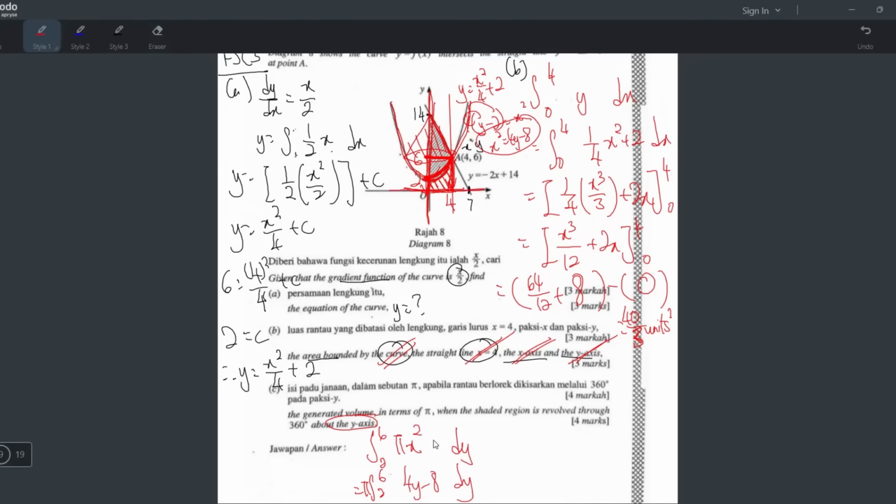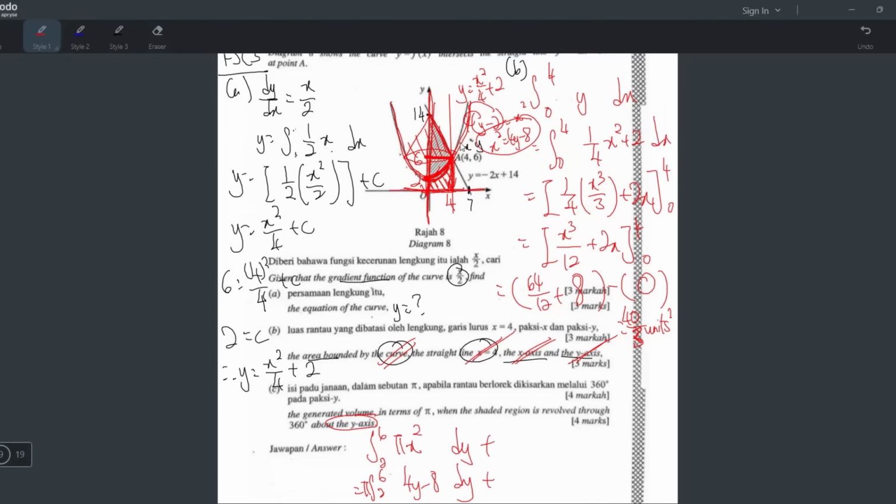After you integrate this, you will get the volume for down here. But you still have to add what? The upper part, which is the integral from 6 to 14, right? If you want to use the integration method, you can also. You have to write the integral from 6 to 14 of pi x squared dy, and for the x squared, you have to find x from here and then square it. And you have to use the straight line equation. But I'm not going to do that.